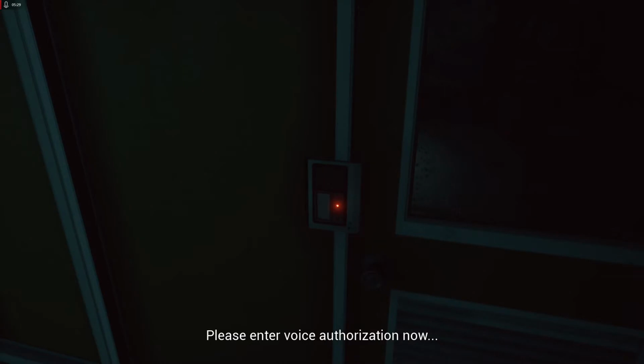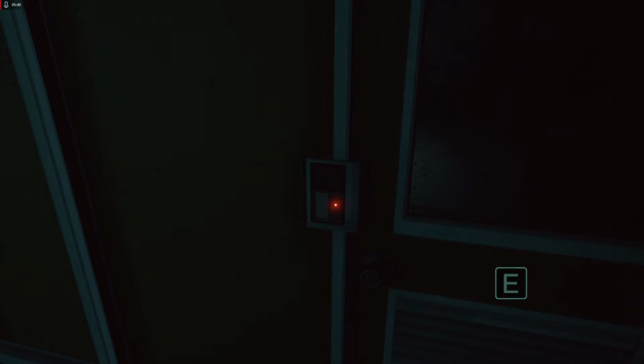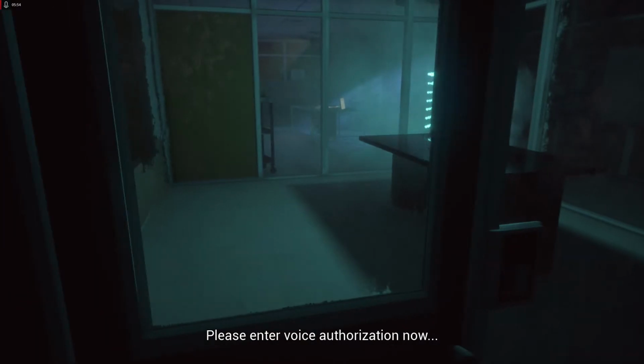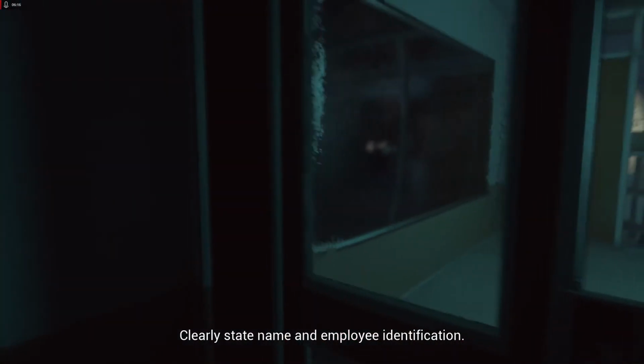Please enter voice authorization now. Voice authorization failed. Clearly state name and employee identification. Please enter voice authorization now. Voice authorization failed. Clearly state name and employee identification.